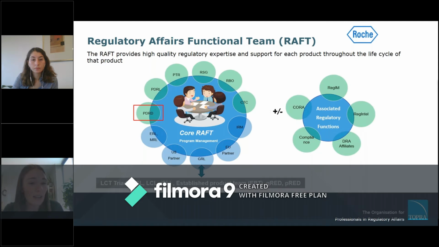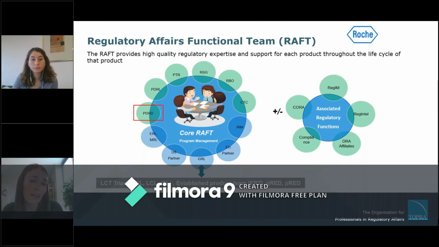For example, in our core RAFT meetings, we use these meetings to develop and implement global regulatory strategy throughout the life cycle of our product. This can be anywhere from entry into human to post-approval lifecycle management. We also get involved in assessing and communicating regulatory opportunities and risks, managing regulatory agency interactions and relationships, and driving the best possible product label based on the data that we have available from our products.